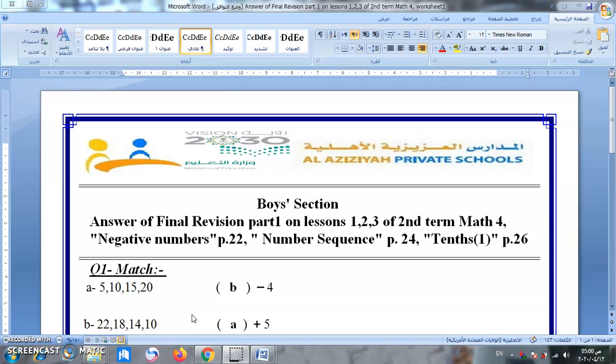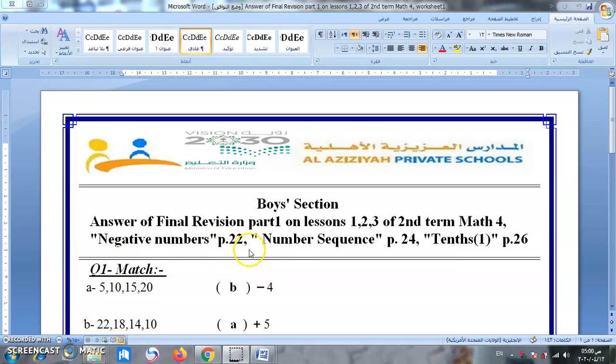Welcome to our final revision in the second term in math, part 1. As we did in science, we have two parts in the revision of math. Today we will discuss part 1, lessons 1, 2 and 3 in worksheet number 1, and lessons 4 and 5 in worksheet number 2. So let's discuss the answers of final revision part 1.